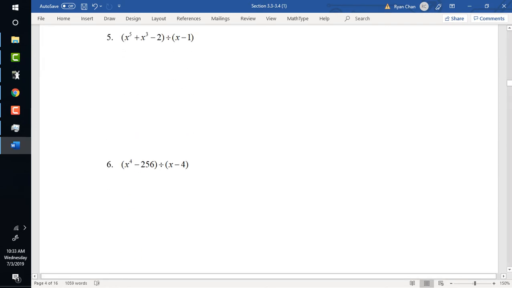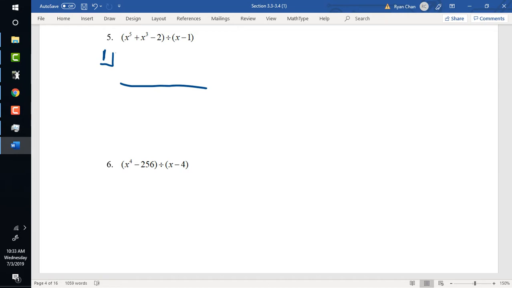So let's take a look at, for example, number 5. I'm dividing by x minus 1, so my 1 is going to be in my corner. I have to be a little bit careful this time, because if you notice, I have missing terms, so it's not in standard form either.